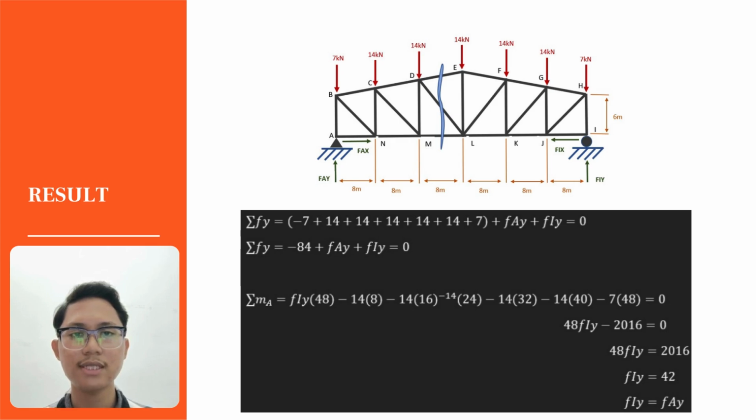Next, we must find the moment at point A. Summation MA equal to Fiy times 48 minus 14 times 8 minus 14 times 16 minus 14 times 24 minus 14 times 32 minus 14 times 40 minus 7 times 48 equal to 0. Fiy equal to 42 and Fiy equal to Fay.